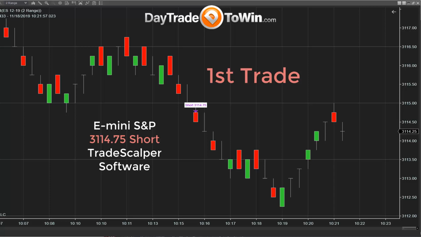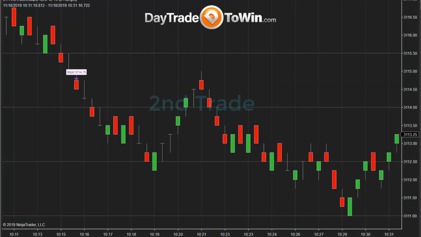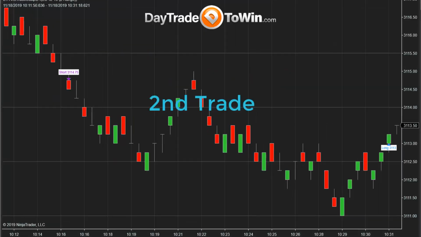So this trade here at about 10:15, 10:16, has a 31.1475 to go short. Remember, it's scalping, so we're only taking three ticks. We have a small stop and a small target. So this trade, 31.1475, was successful. Now for the second trade, it's going to be a long at 31.13.